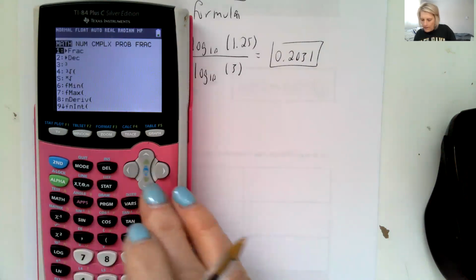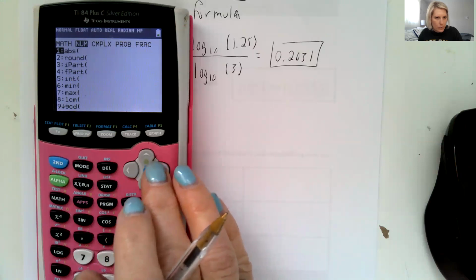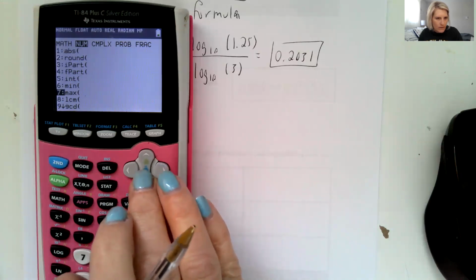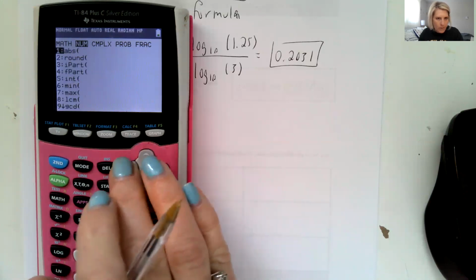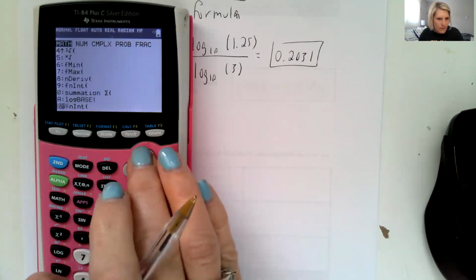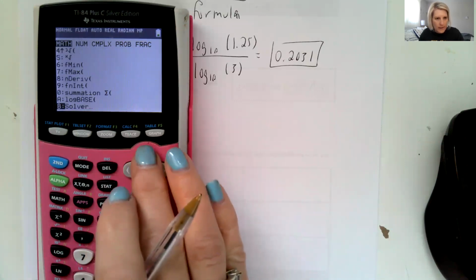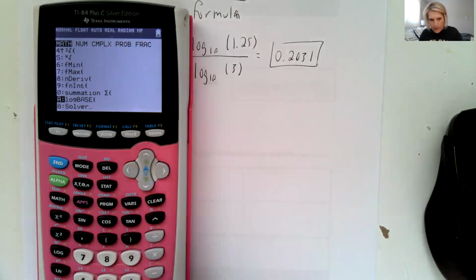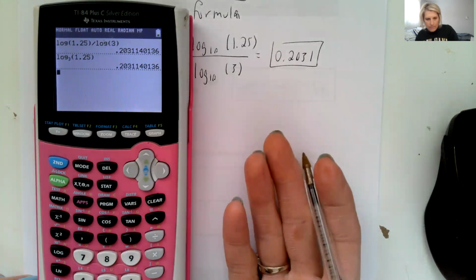On the graphing calculator, if you go to the math tab and then arrow up, it takes you to the bottom and it's the log base formula. So if you do the log base formula, it allows you to put base 3 there and then do 1.25 and enter, and you get the same answer.